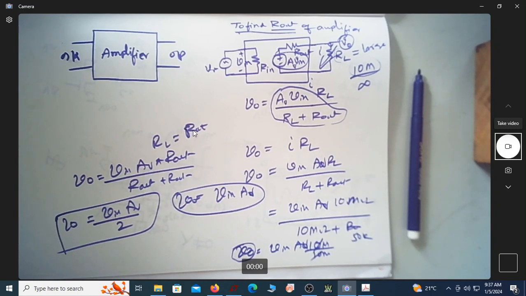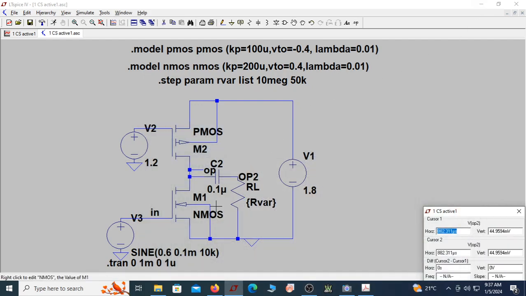When RL becomes equal to R out, the output voltage expected here is half of this value. So you had some output voltage here when RL was 10 mega ohm, and when RL becomes equal to R out, I will have an output voltage exactly equal to half of the previous output voltage. So if you measure the output voltage, in the first case it will be the maximum output voltage, and in the second case you are going to have exactly half of the previous case. So let me run now.